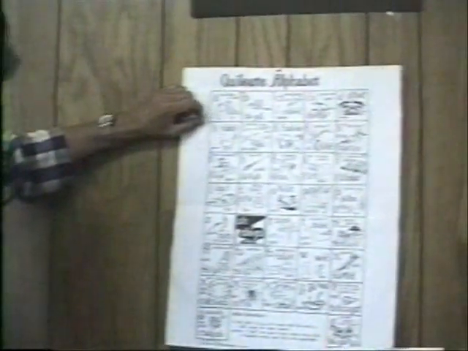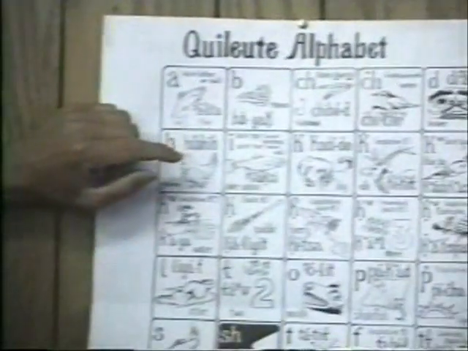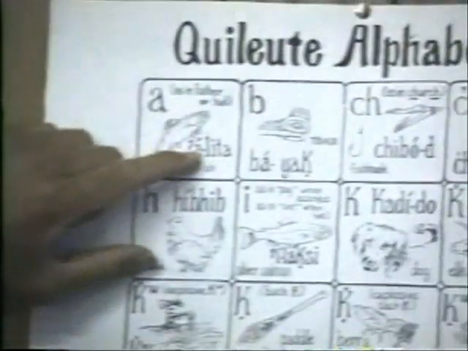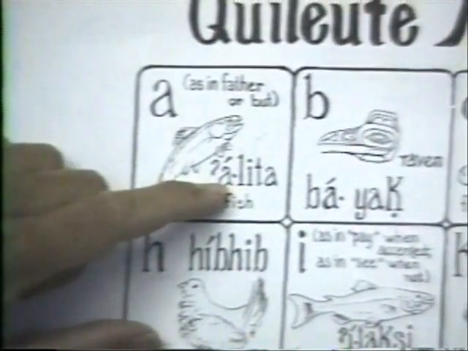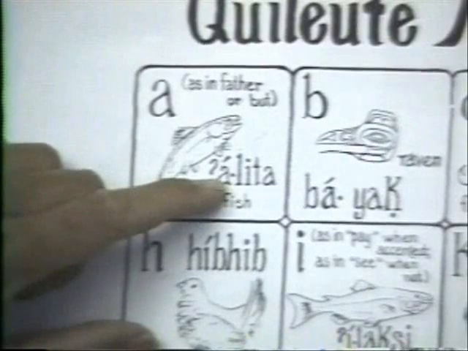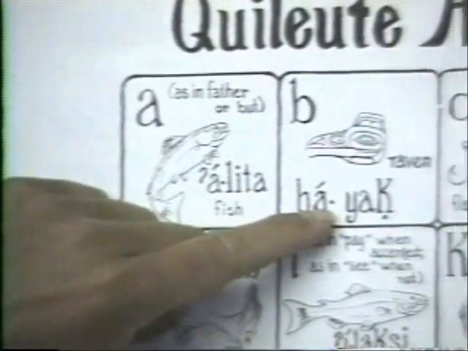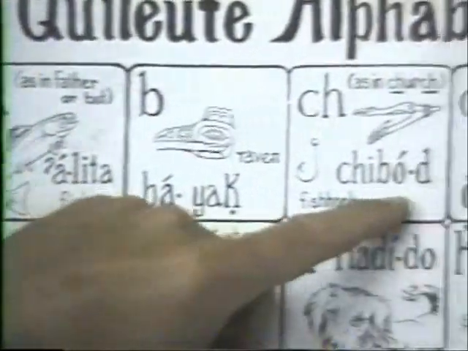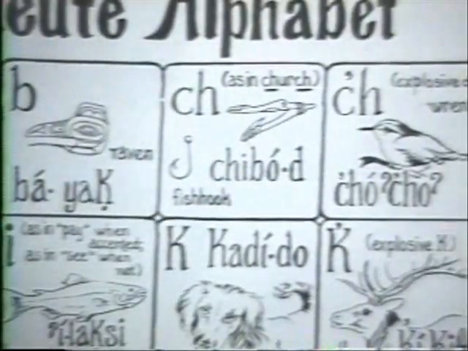We'll start out by pointing out some of the important things you'll want to remember. Remember that we use a dot after a letter to show that it's held longer. ʻAlita. Hear how long that A is? ʻAlita. See the dot? Bāyak. See the dot? Chibod. Those are long sounds.